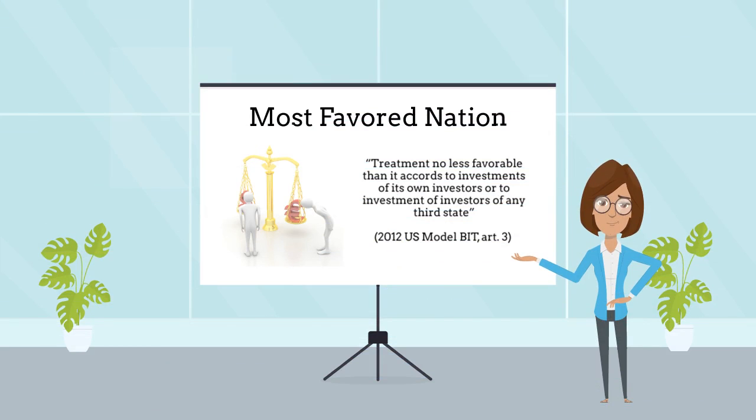The most favored nation clause provides that the host state will give treatment no less favorable than it accords to investments of its own investors or to the investment of investors of any third state. The MFN clause ensures that the relevant parties treat each other in a manner at least as favorably as they treat third parties. The effect of the MFN in investment treaties is to widen the rights of investors. However, when applied in a mechanical manner, the effect may be to replace the negotiated substance of the treaty rather than to add an element of cooperation.